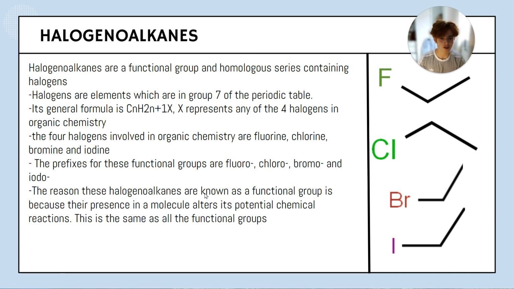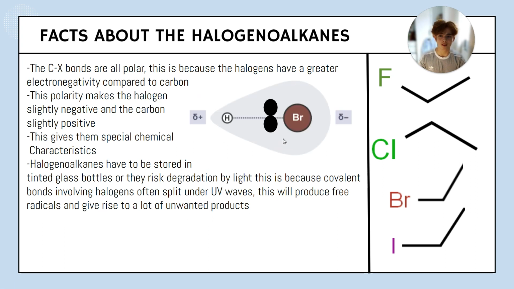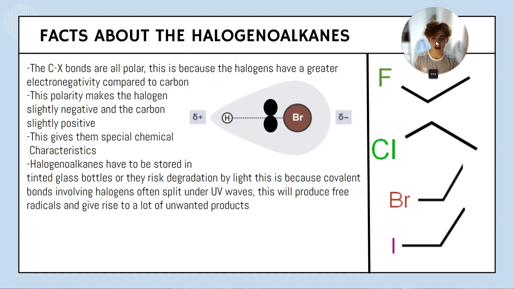Now, the reason these halogenoalkanes are known as a functional group is because their presence in a molecule alters its potential chemical reactions, and that means that it has some interesting chemistry and it needs to be known as a functional group because of that. Now, I guess some facts about the halogenoalkanes. You've still got this here on the right hand side.